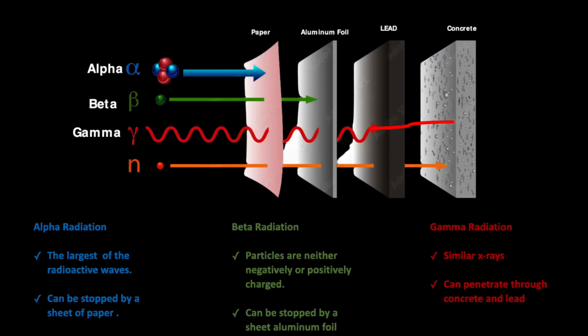Now we're going to talk about the different radiation waves. Up first we have alpha radiation. This is the largest of the radioactive waves, and they can be stopped by a sheet of paper. Now beta radiation, the particles are neither positively or negatively charged. They can be stopped by a sheet of aluminum foil. Now, gamma rays are similar to X-rays. They can penetrate through several feet of concrete and lead.